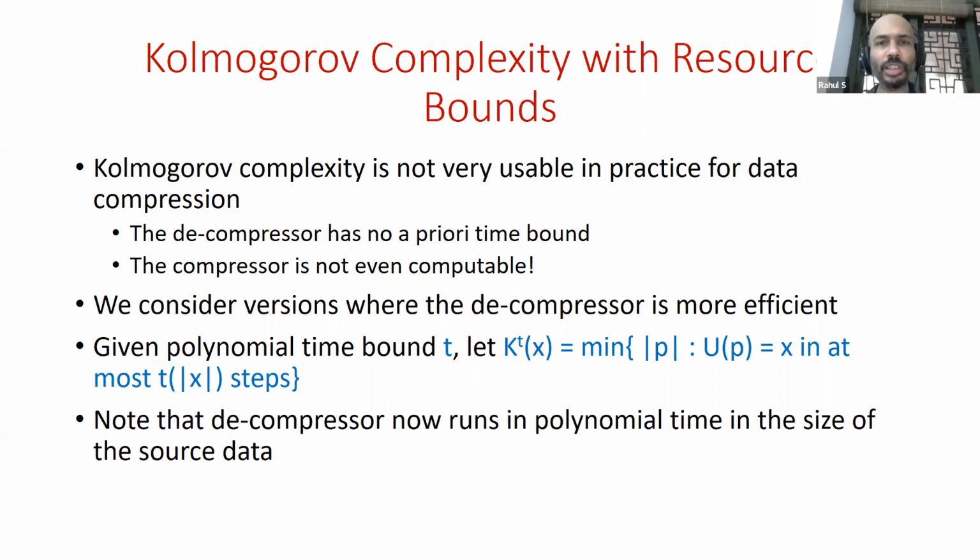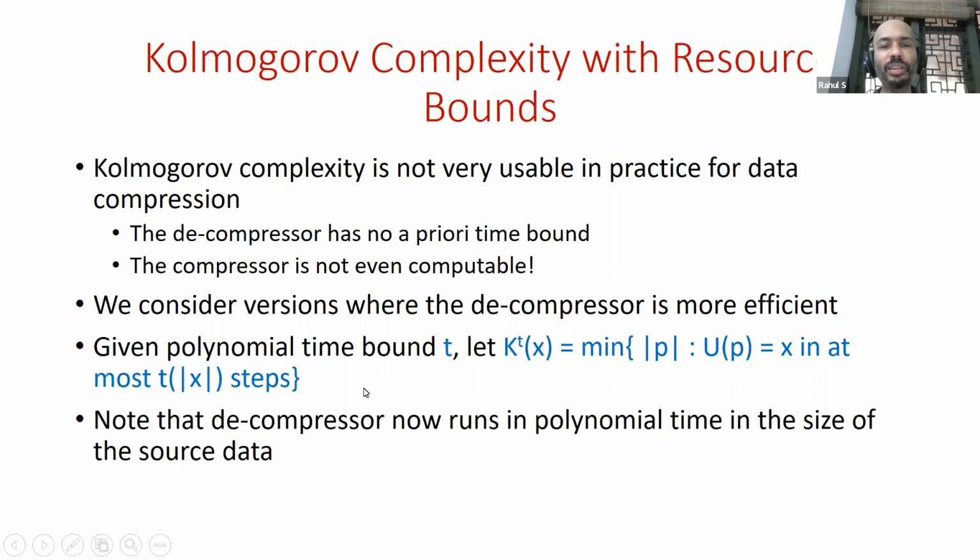So this motivates us to consider versions where the decompressor is more efficient. Let's consider some fixed polynomial time bound t. Then we can define a time-bounded version, K superscript t, of Kolmogorov complexity, a simple twist on the definition. K^t of x is the minimum size of a program p such that U of p together with epsilon, the empty string, is equal to x in at most t of size of x steps. So you produce x, but you also do it in time at most t of size of x. That's a constraint we impose: a time bound on how long the universal machine can run to produce x.